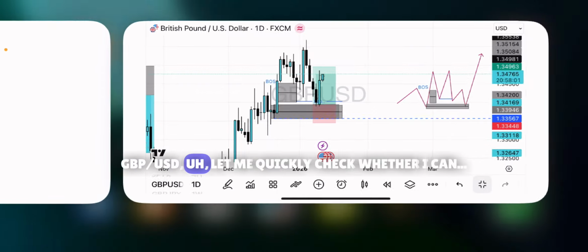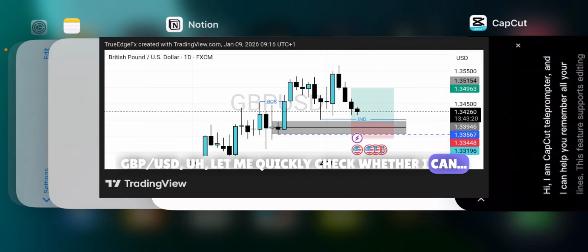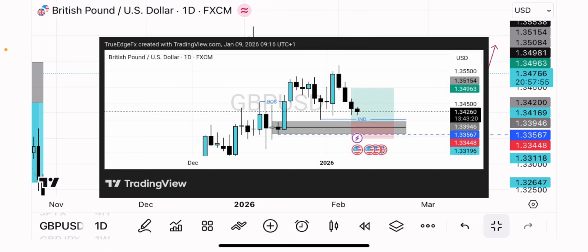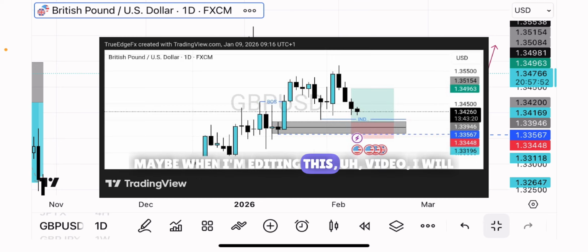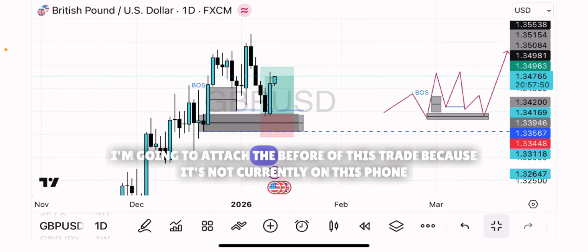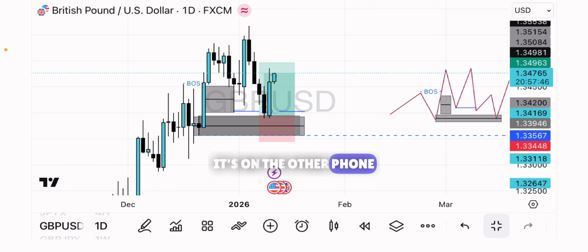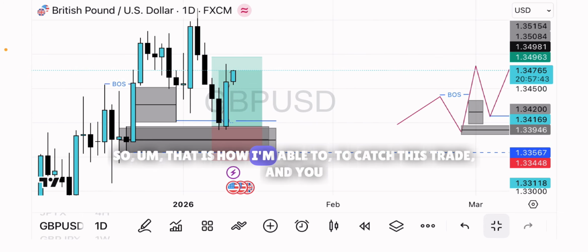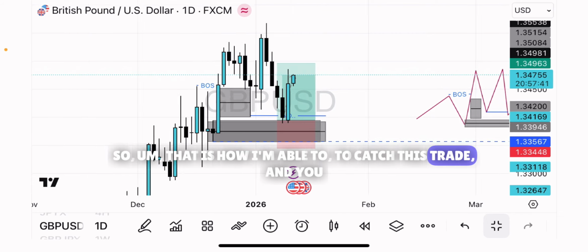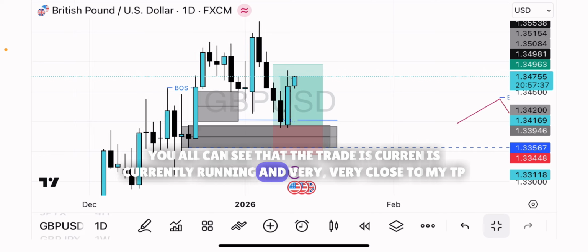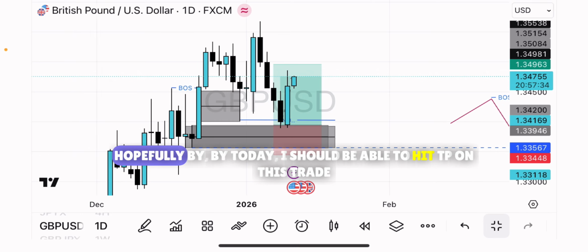GBPUSD. Let me quickly check whether I can. Okay, maybe when I'm editing this video, I'm going to attach the before of this trade because it's not currently on this phone, it's on the other phone. So that is how I was able to cash this trade, and you all can see that the trade is currently running and very close to my TP. Hopefully by today I should be able to hit TP on this trade.